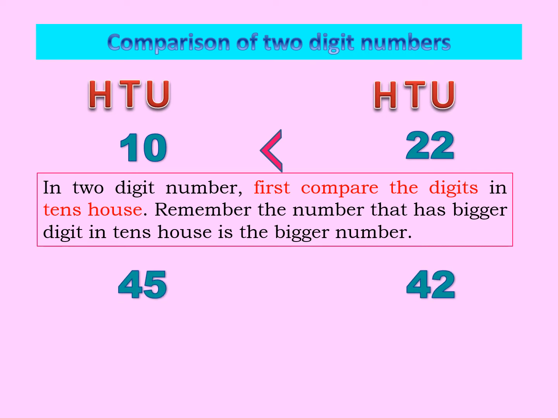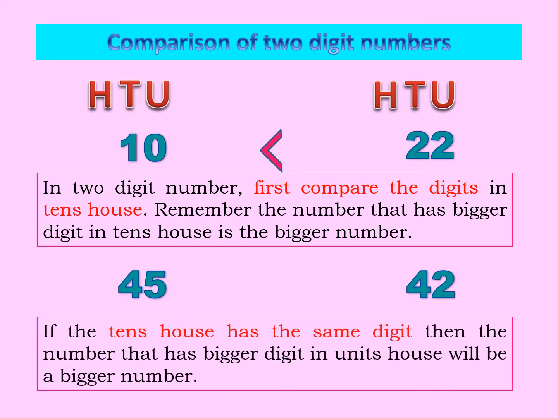Let's consider one more example, 45 and 42. If the tens house has the same digit, then the number that has bigger digit in units place is the bigger number. In 45, 5 is the units place digit. In 42, 2 is the units place digit. 5 is bigger than 2. Therefore, 45 is greater than 42.